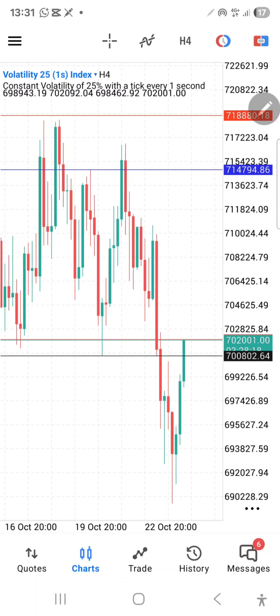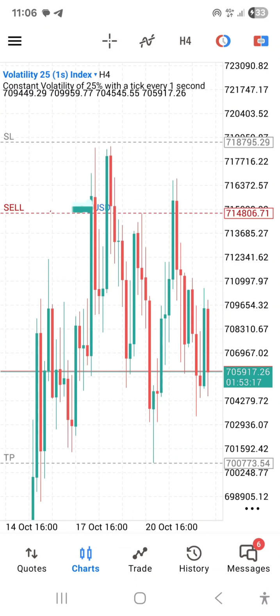So that was the simple breakdown of this trade I took on Volatility 25 1x. So you can see how the trade ran down. I shared this trade also with my inner circle.